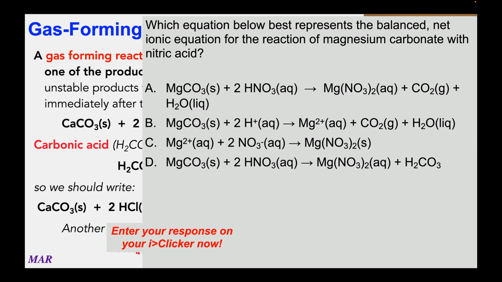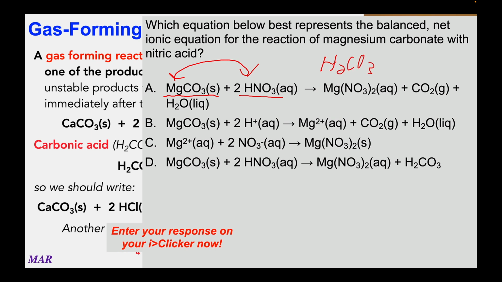So notice that MgCO3 is listed as a solid, and that's correct. Carbonates usually are insoluble unless they're with sodium, potassium, and lithium. It's going to react with nitric acid, which is HNO3. And this is going to be a displacement reaction. So the H plus and the Mg 2 plus are going to trade places. You're going to make magnesium nitrate on the other side. And what looks like initially H2CO3 is actually going to be CO2 gas and H2O liquid. This is a gas-forming reaction.